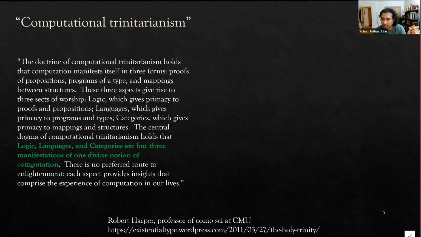The central dogma of computational Trinitarianism holds that logic, languages, and categories are but three manifestations of one divine notion of computation. There is no preferred route to enlightenment. Each aspect provides insights that comprise the experience of computation in our lives. This is what I can say about the resonance thing, which is that you're providing these equivalences not to then say, well, we'll just use this one side of the equivalence because that's the easy one. Each of them is actually providing some kind of new information that can help you with your intuition.